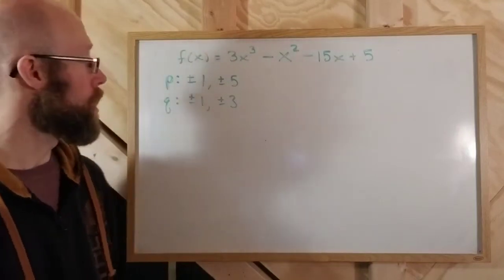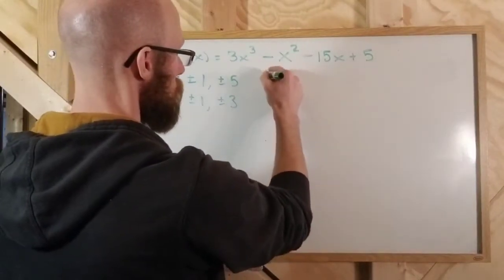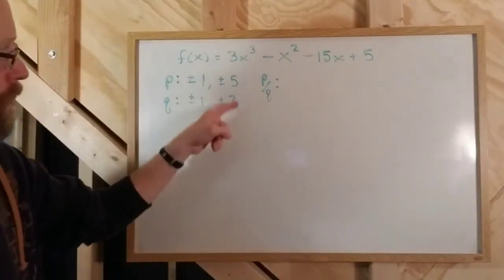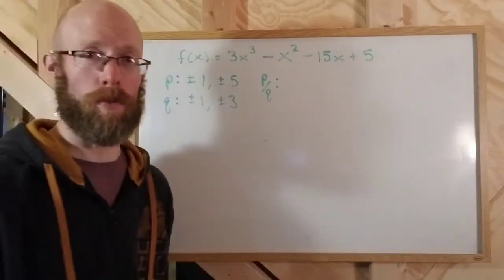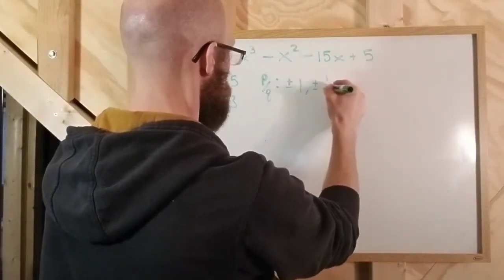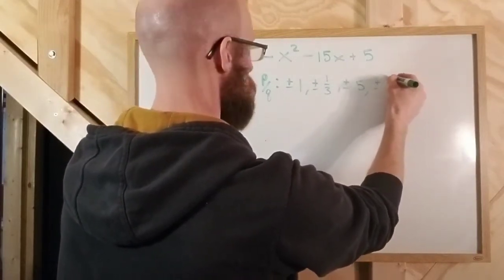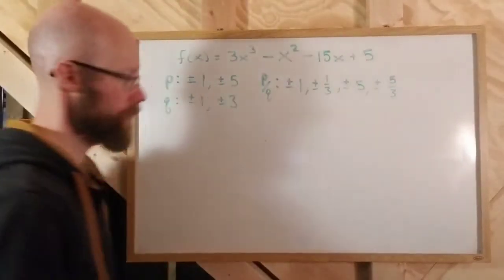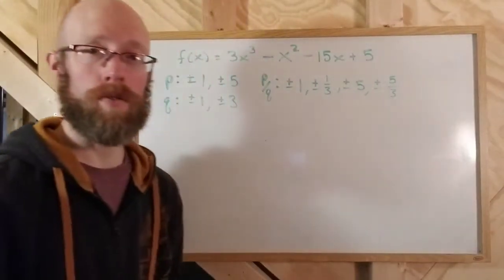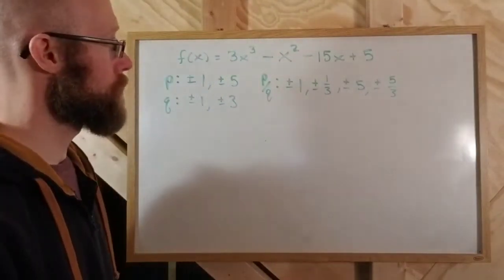Okay. Now, if I want to find all the possible combinations of p over q, then I'm just going to take 1 over 1, 1 over 3, 5 over 1, and 5 over 3. Just 4 combinations. So plus minus 1, plus minus 1/3, plus minus 5, and plus or minus 5/3. So now as I look at that, I'm going to start plugging those numbers in, right? I've got 8 possible things to plug in, and we'll see if any of them work out nicely.